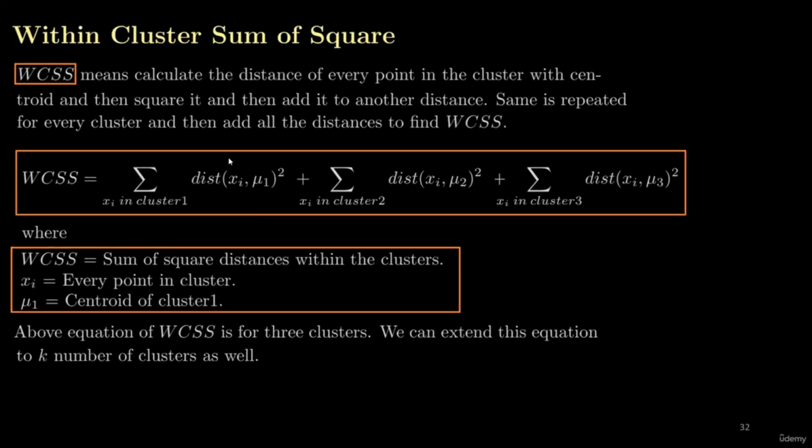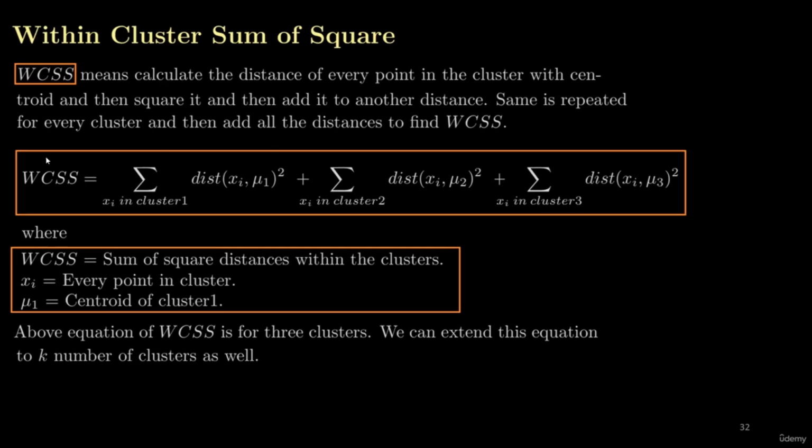The first thing we need to learn is what WCSS is, which is within-cluster sum of squares. So let's learn the definition first. WCSS means calculating the distance of every point in the cluster to its own centroid, then squaring it, then adding it to the next distance. The same is repeated for every cluster, and then all the distances are added to find WCSS. So this is a big definition. There are a lot of things which we need to understand.